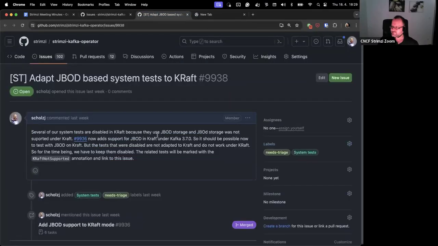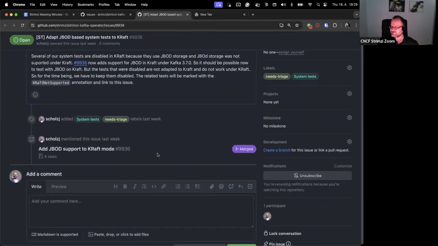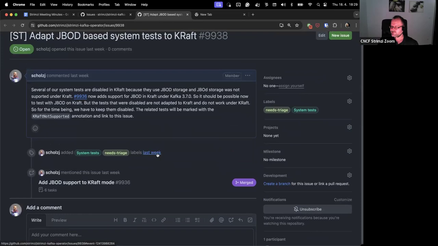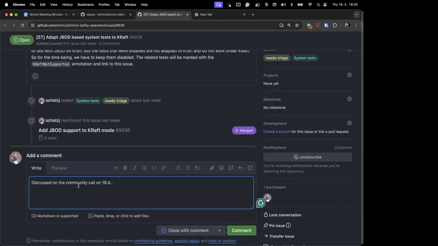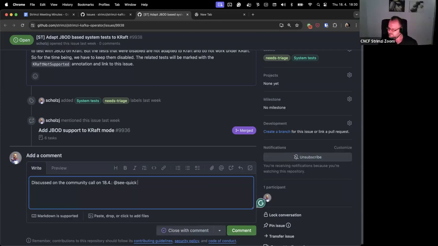So the next system test issue comes from the work around JBOD support in Cruise Control. There's a bunch of tests using JBOD which are currently disabled when running system tests in Cruise Control, but they are actually not adapted to use it either, so they cannot just be enabled and run because they don't deploy the controllers or something like that. So that should be looked into and fixed. I think you can assign me. I can take a look at that. It was you, Marsh, right? Yes. Great, thanks.